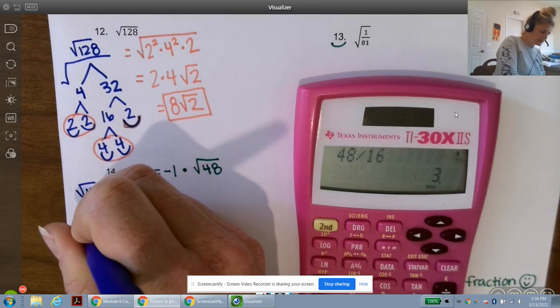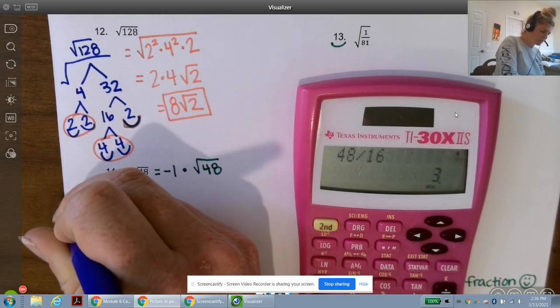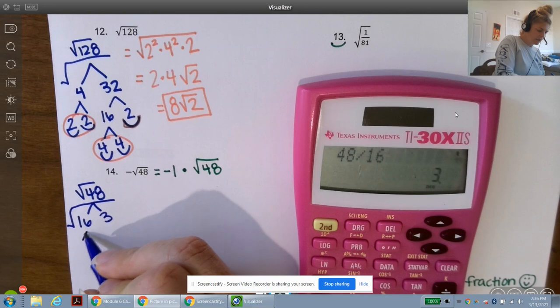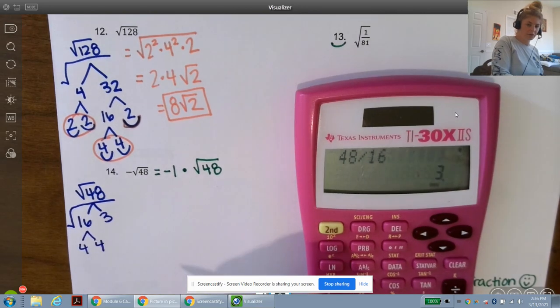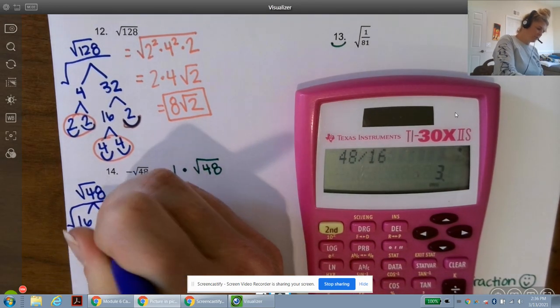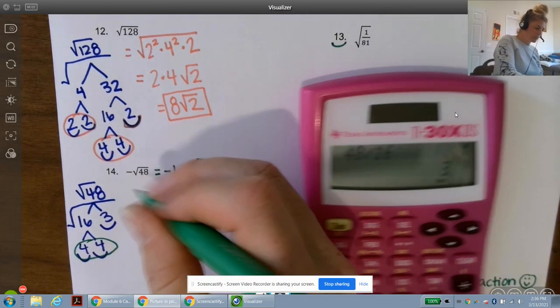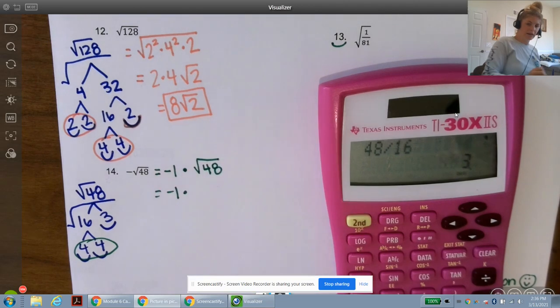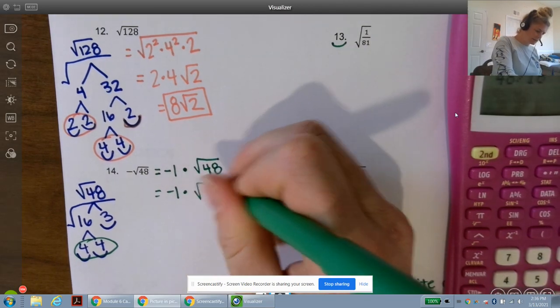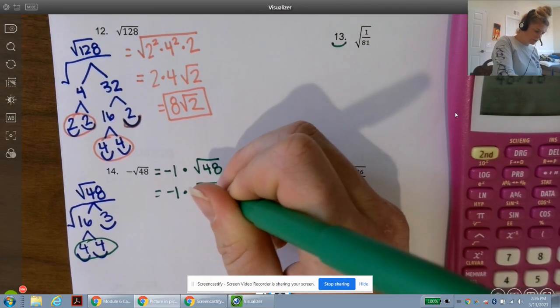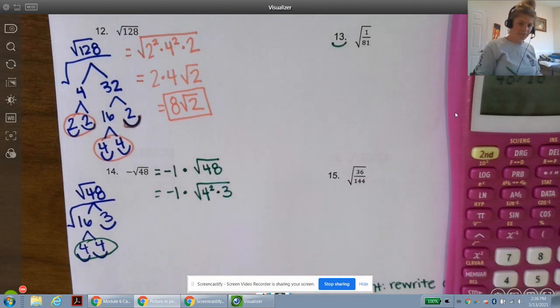Okay, so I'm going to have 16 and 3. Oops, forgot my big radical. And 16 is 4 and 4. So then I can have my roots and then pick my pairs. So I have -1 times, and 48 is square root 4 squared times 3.